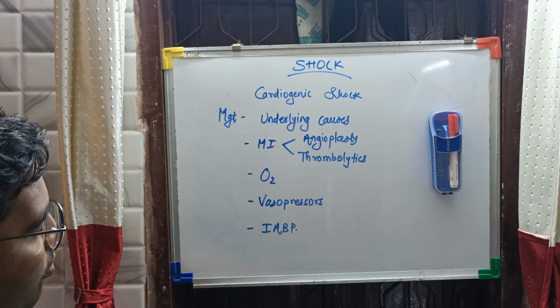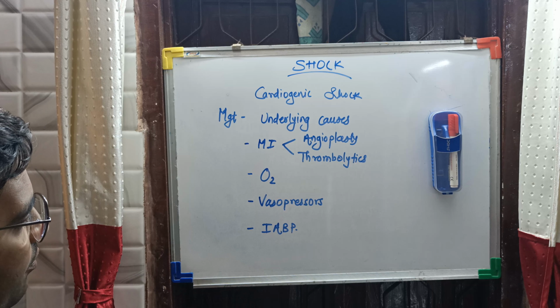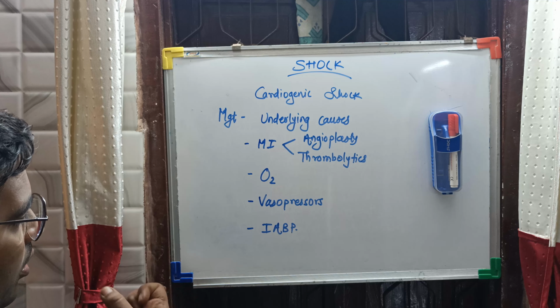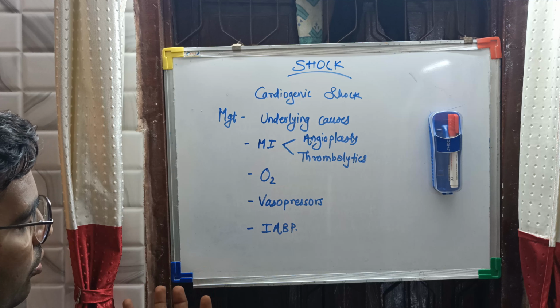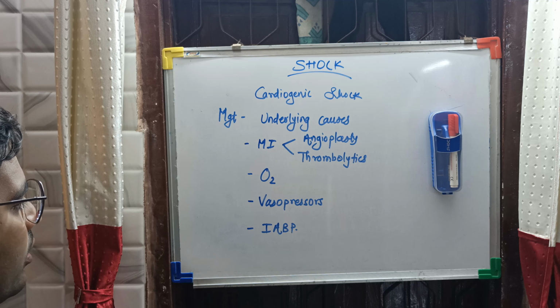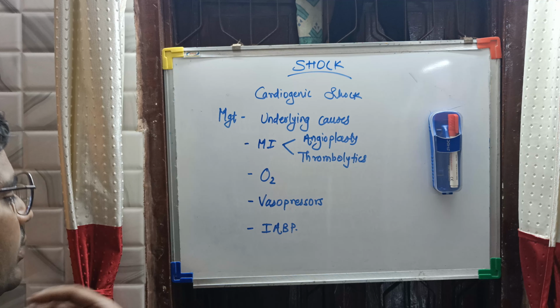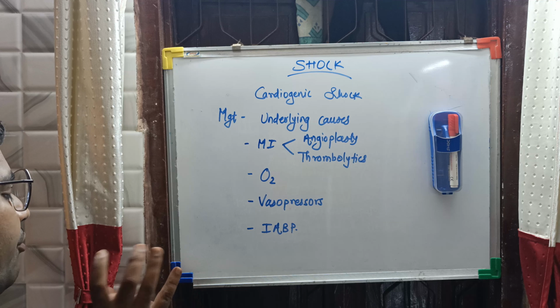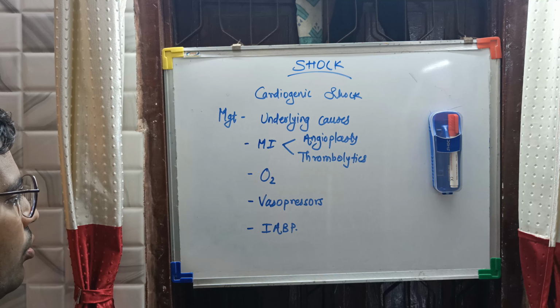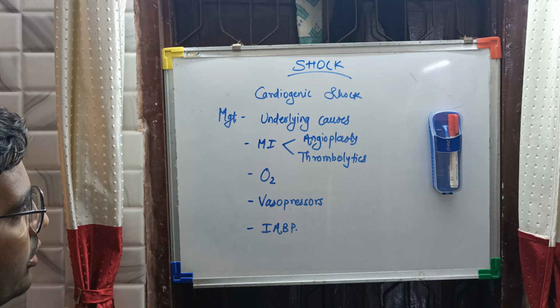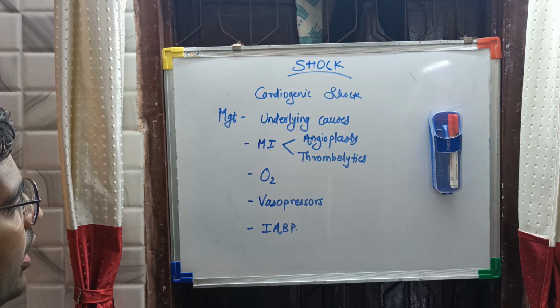So what is the intra-aortic balloon pump? When the heart contracts, it helps the heart to pump more blood, and as in old patients the valves become weak, the balloon helps the valve to retain blood and helps the heart function properly. So these are the management of cardiogenic shock. Thank you.